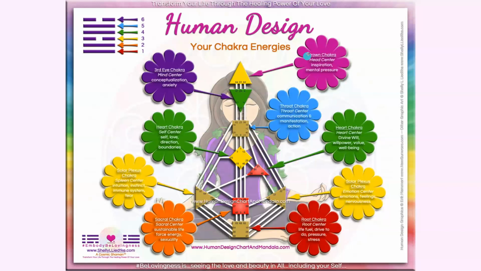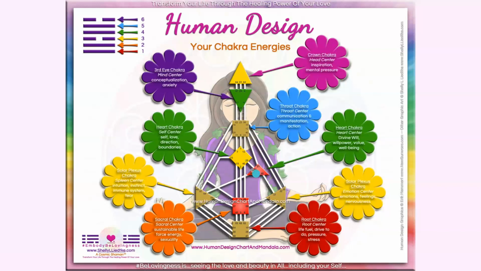So again, the crown chakra somewhat can be brought over to the energy of the crown center. And then the third eye: sometimes the mind center is called the ajna center. So you might hear someone call the mind center the ajna, or it could be referred to as the third eye, but in human design it's the mind or the ajna. And then the throat chakra for the throat center.